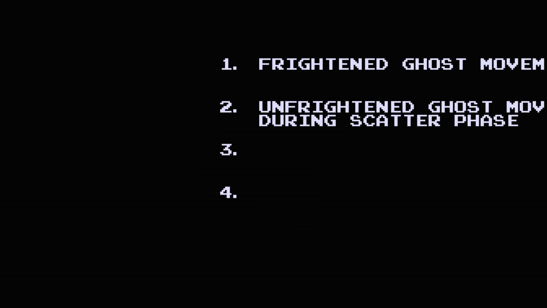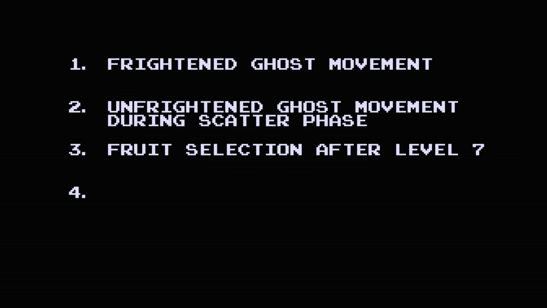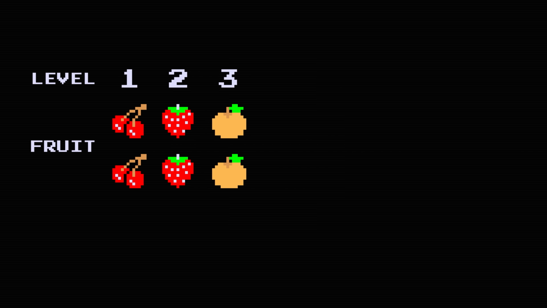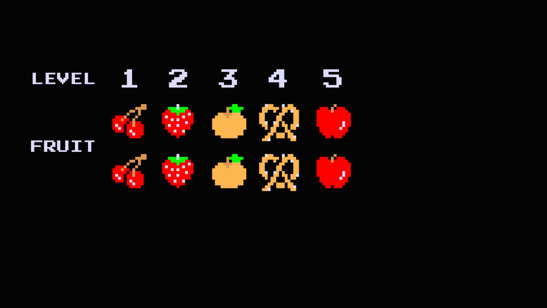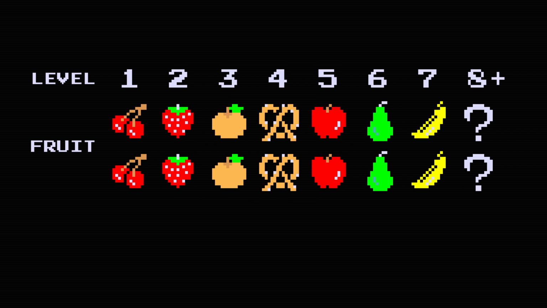Okay, back to the other uses for the RNG. Both of the remaining random elements in Miss Pac-Man have to do with the fruit. Just like in the original Pac-Man, there are 2 fruit to be collected in each level. The first level has cherries, second level has strawberries, then oranges, pretzels, my favorite fruit, then apples, pears, and then level 7 has bananas. Starting on level 8 though, the fruit picked is completely random.